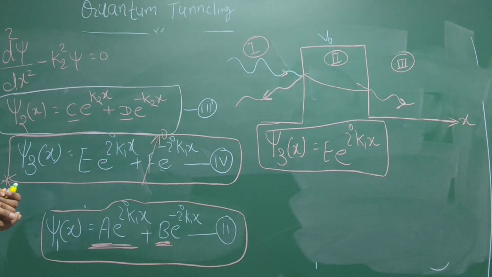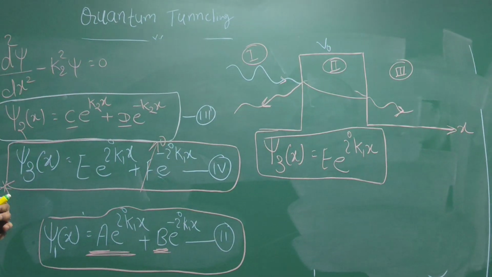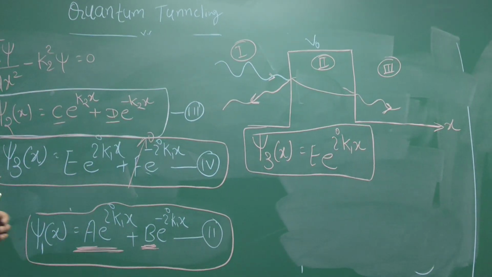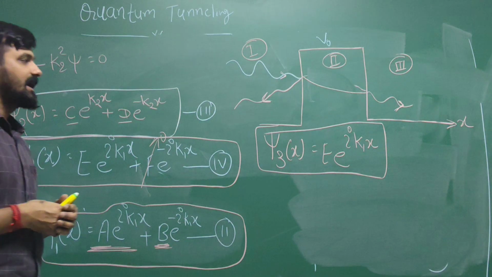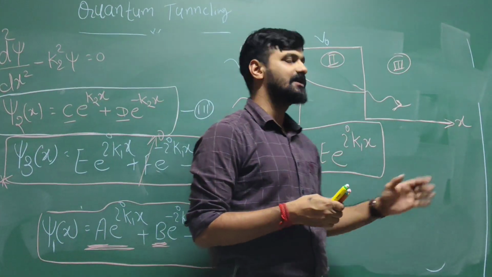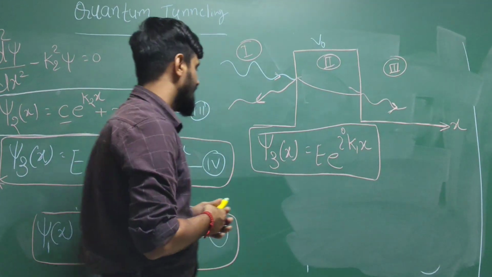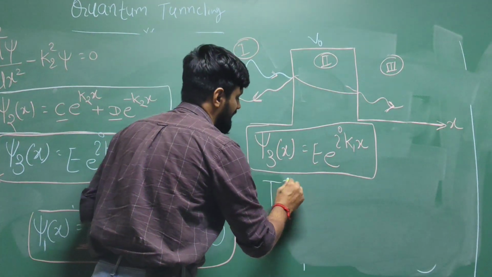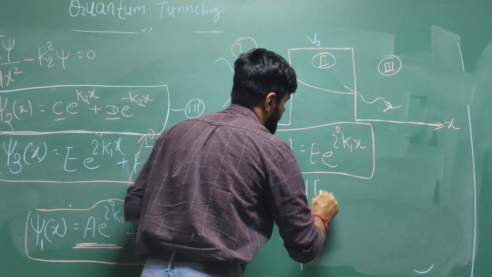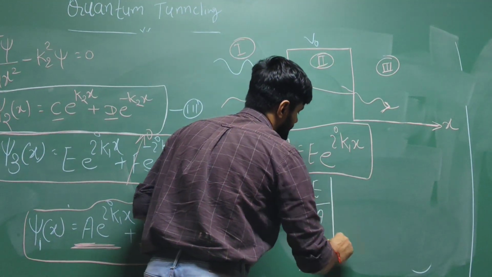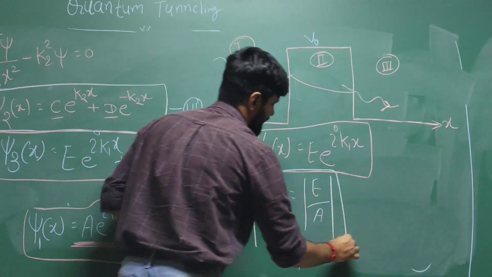In the next lecture I'll substitute the boundary conditions and we'll see how we can calculate the constants A, B, C, D and E. And at the end of the next lecture we'll be able to calculate the transmission probability of the electron in the region, which we will define as the magnitude of E by A, right? So we'll calculate these things and see how to do it.